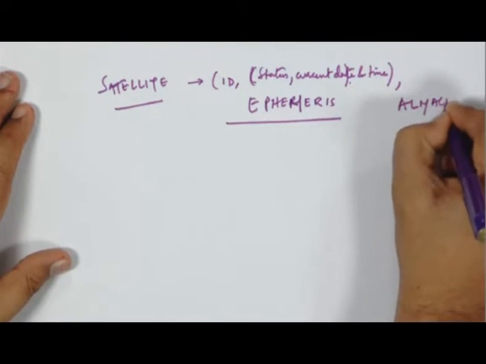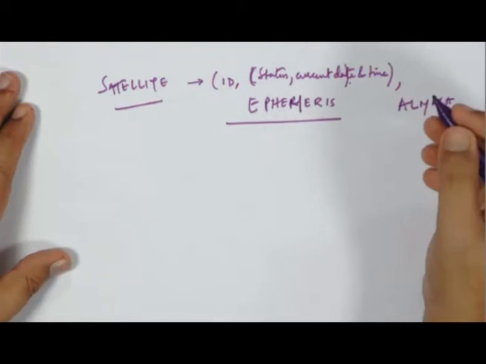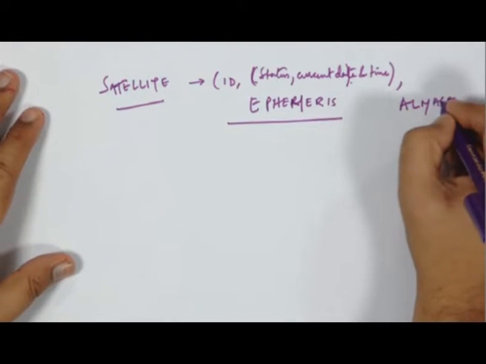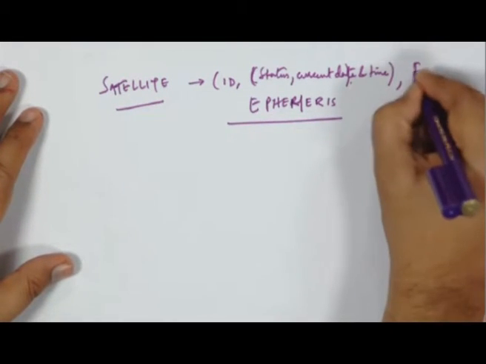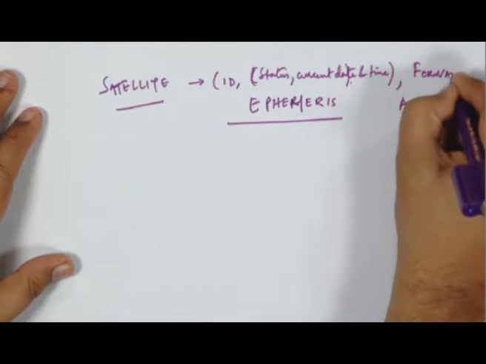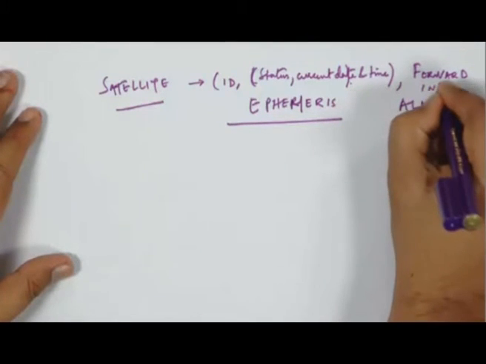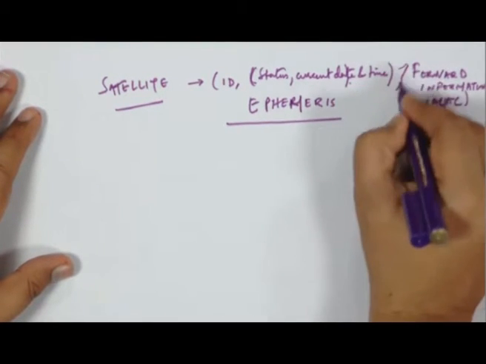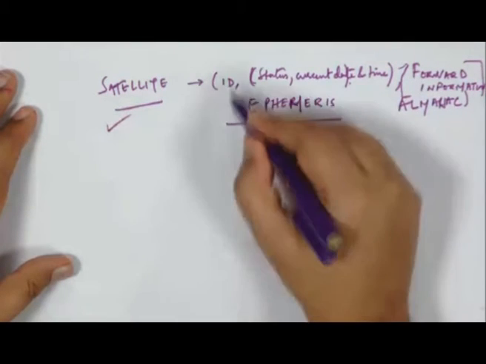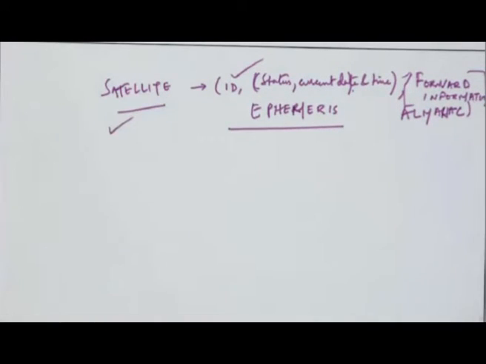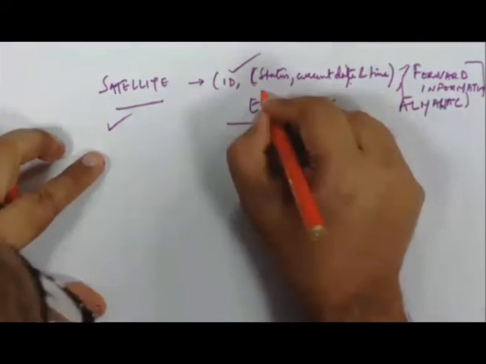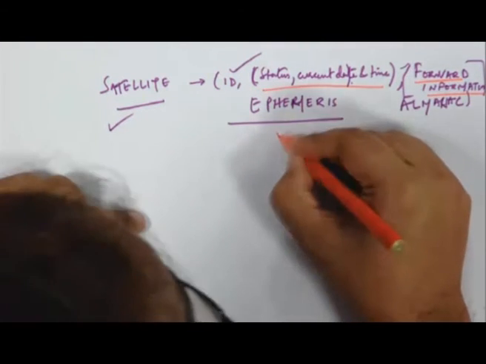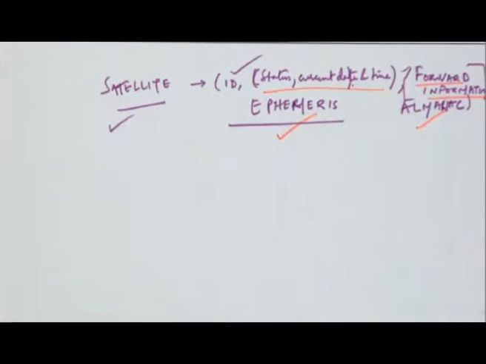Almanac data says where each satellite should be at any time throughout the day, so it gives some sort of prediction, some sort of forward information. So you have satellite ID, then you have status, and then you have forward information. One is called ephemeris data, another is called almanac data.